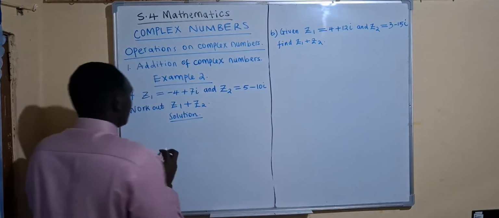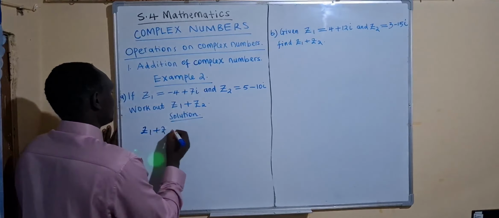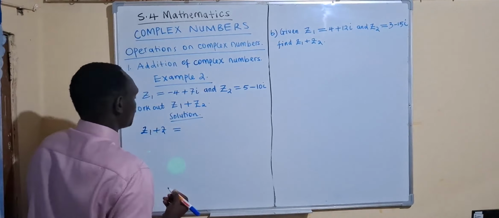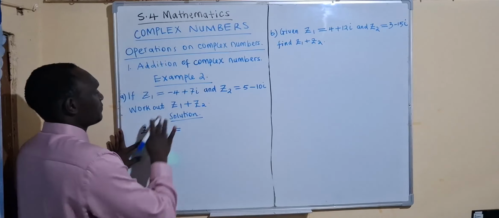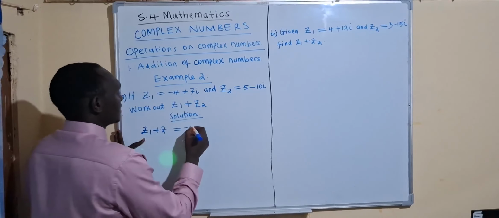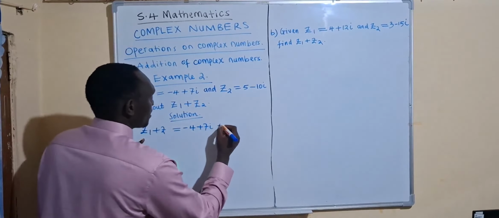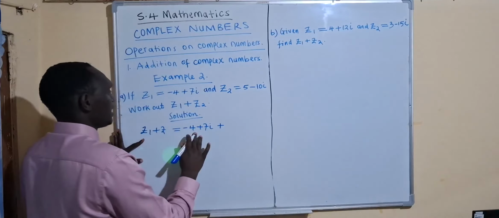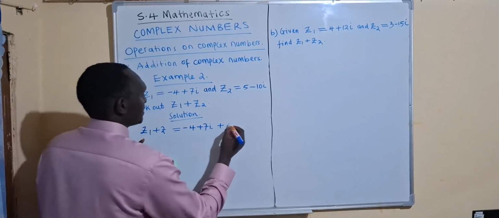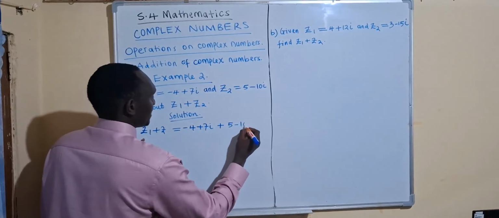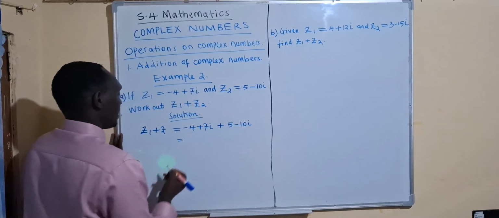So the solution would be that z1 plus z2 equals, what is the value of z1? z1 is a complex number represented by negative 4 plus 7i. We are going to add this complex number to the second complex number z2, that is 5 minus 10i. And the next step is just to collect the like terms.